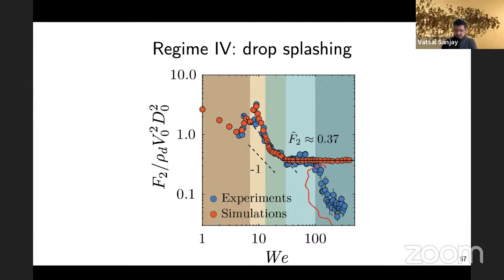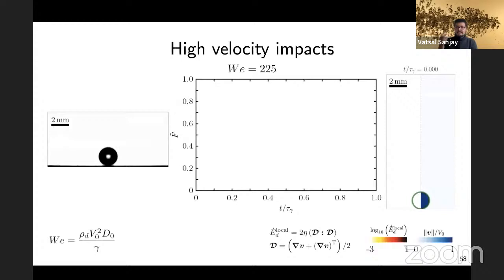So you can see here that the experimental data points start to fall down, whereas the simulation data points remain on this inertial regime, which is this plateau that we found out. And the reason for that is drop splashing.